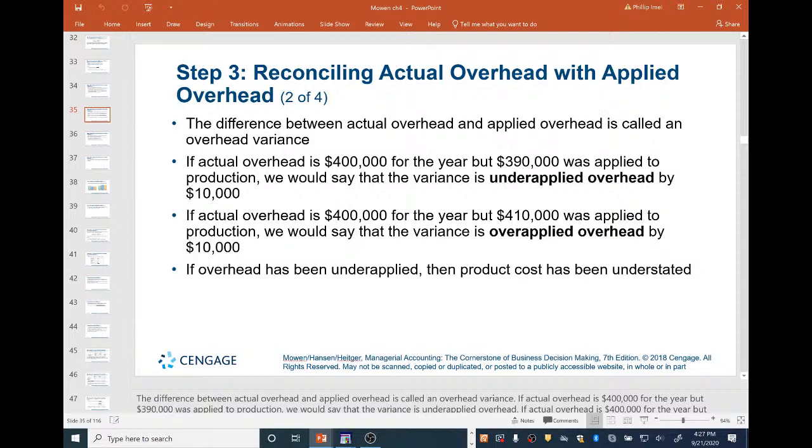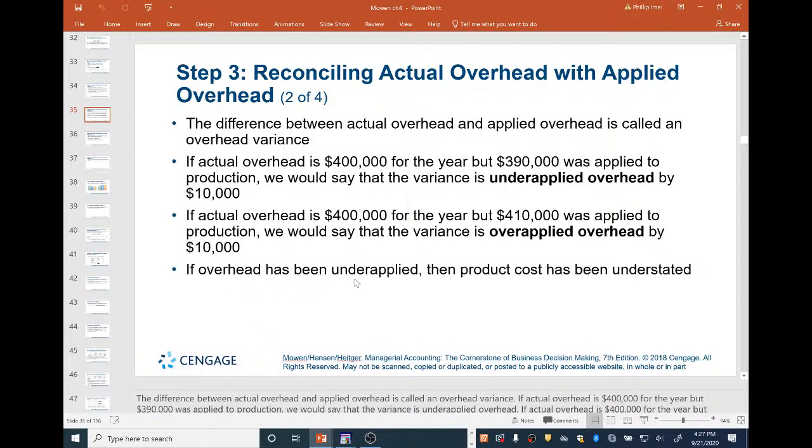But in this case, the applied was 390. So we were thinking, based upon our estimate at the beginning of the year, this is what we thought it was going to be when we applied. It was actually $400,000, so we under applied overhead because we missed the mark by $10,000. That makes sense? Same thing here. If actual overhead was the same, 400,000, but the applied was 410, then we over applied it, right?